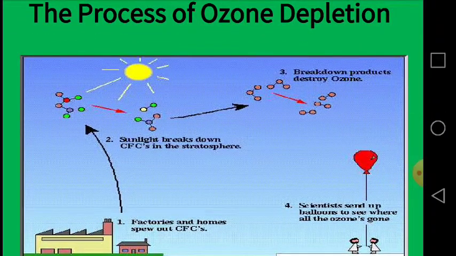When the factories and the homes produce these gases which contain chlorine, like chlorofluorocarbons, when they reach the atmosphere, specifically the stratosphere, they are broken down by sunlight, releasing the chlorine atom. This chlorine atom is going to attack the ozone molecules and convert them into oxygen O2 molecules, and this is how ozone depletion is done.